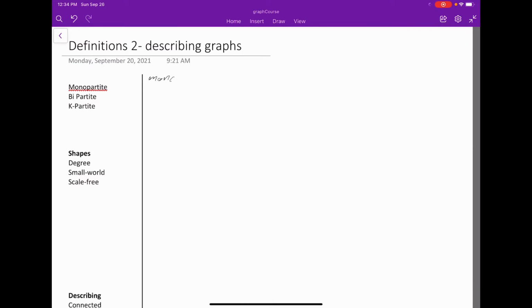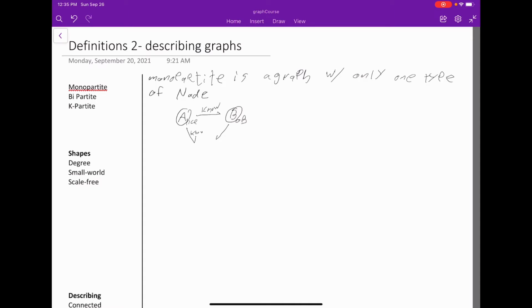A monopartite graph is a graph that consists of a single type of class of nodes. So what that looks like is, for example, a friendship network. So we have Alice, and the only node we have is like a person, right? We'll say Alice knows Bob, and they both know Charlie.